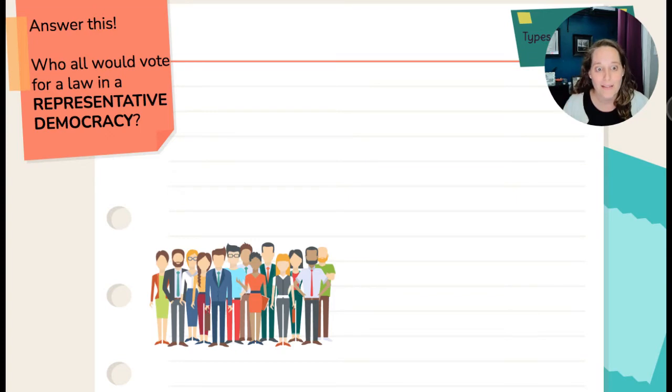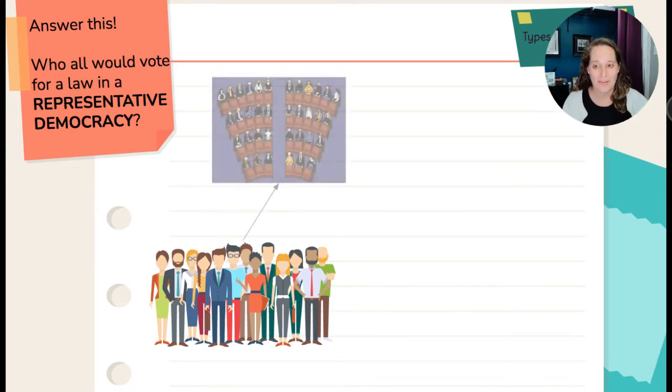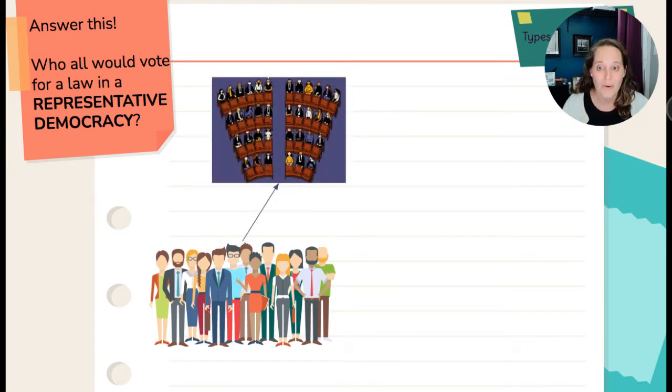So think about this. Who all would vote for a law in a representative democracy? So in a direct democracy, everybody would vote on it, right? But in a representative democracy, the only people who would vote on a law are the representatives themselves, the people that we vote for.